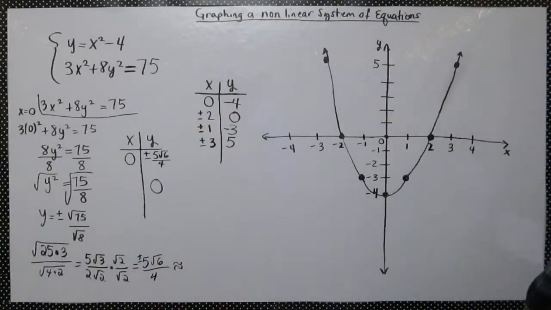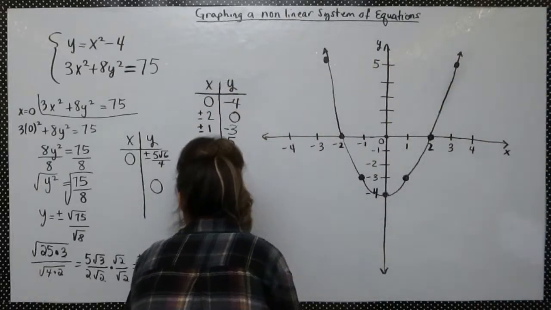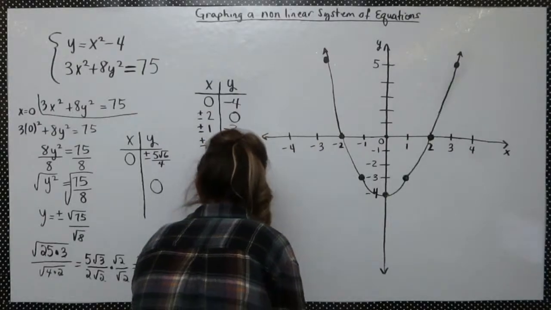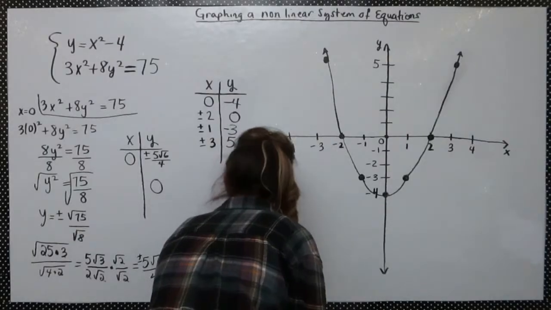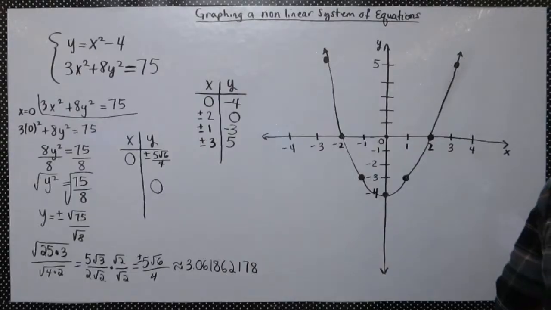Okay, and then I have to figure out what that is. 5 radical 6 over 4. Let's see. We'll just plug it into the handy dandy calculator. It's saying 3.06, and then put all those digits in there that the calculator gives you.